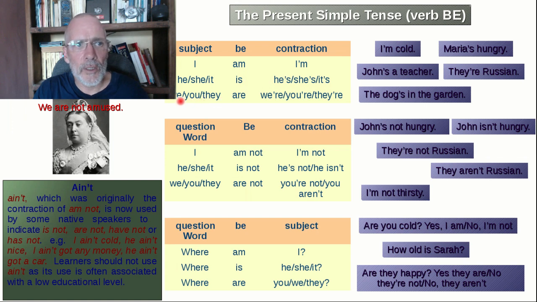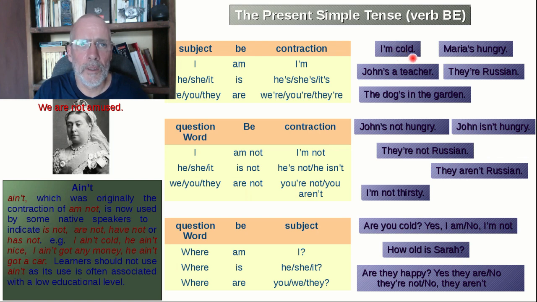Finally, when the subject is we, you, or they, we need to use are. Are is the correct form of the verb be in the present simple. And as in the previous examples, this too is contracted to we're, you're, or they're. Before we continue with the questions and the negatives, let's just have a look at some examples.